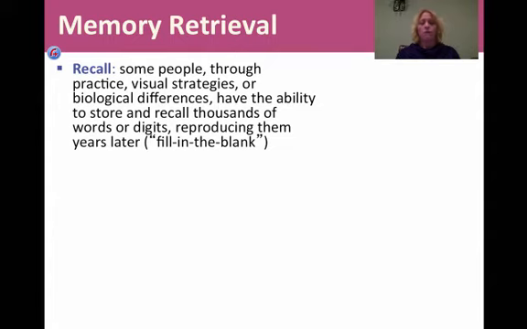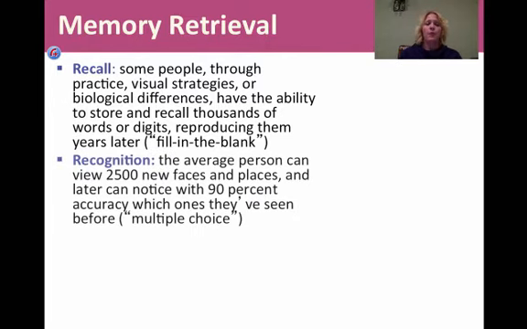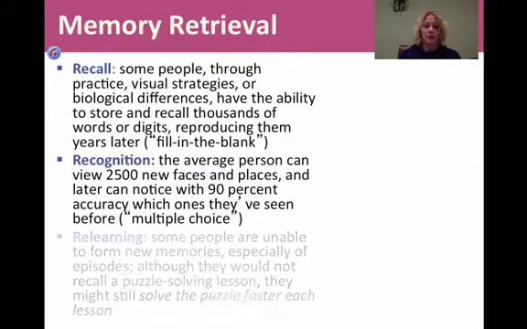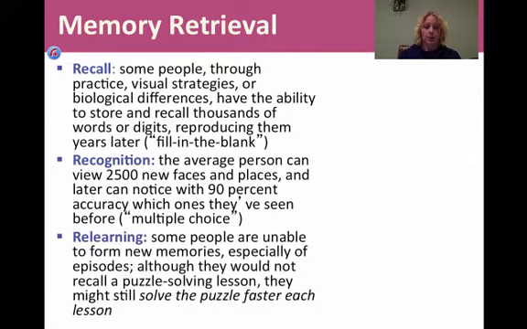So there are three processes to memory retrieval. We have recall, which is asking a question and filling in the blank. We have recognition, which is the idea that you can recognize the correct answer. And then we have relearning. Relearning is when you knew it and you are restudying it, and it comes quicker. So recall, recognition, and relearning are the 3 R's of memory retrieval.